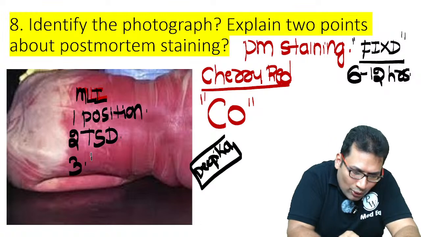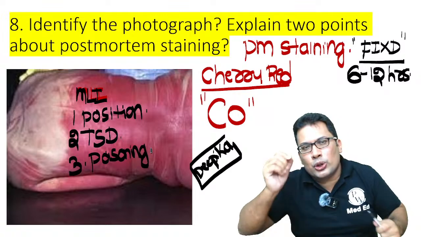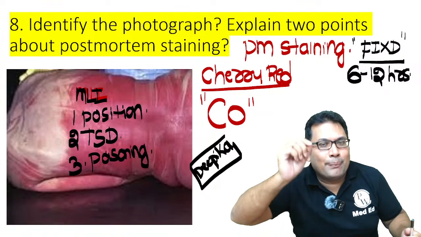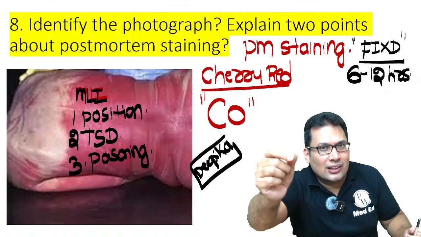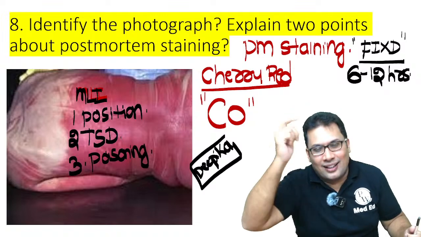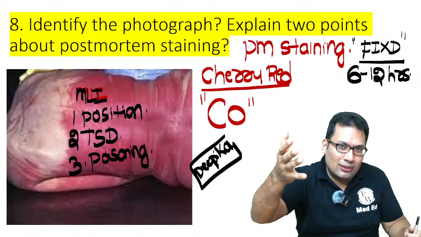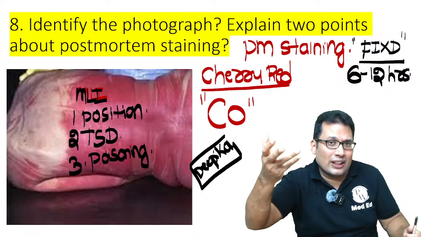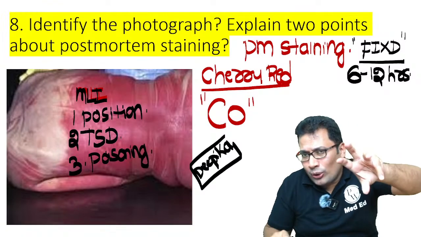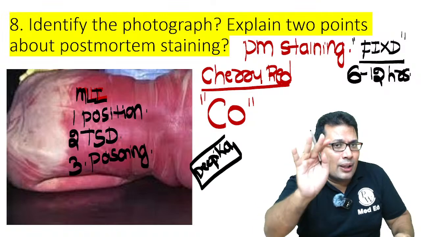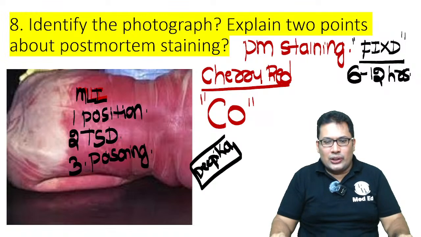Then you can also identify poisoning by looking at the color of the postmortem staining. For example, cherry red color, carbon monoxide; brick red color, cyanide poisoning; opium poisoning, black color; brown or yellow color in case of yellow phosphorus poisoning. So what is the medico-legal importance of postmortem staining? One is the position of the dead body can be identified, time since death can be established, poisoning also can be detected. This is how you need to answer.